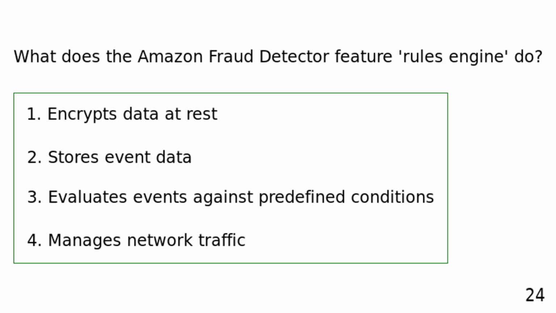What does the Amazon Fraud Detector feature rules engine do? Encrypts data at rest. Stores event data. Evaluates events against predefined conditions. Manages network traffic.